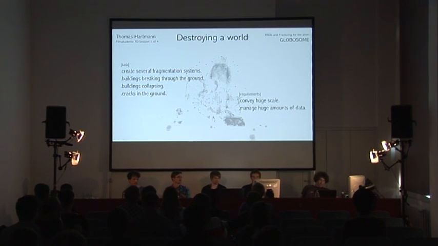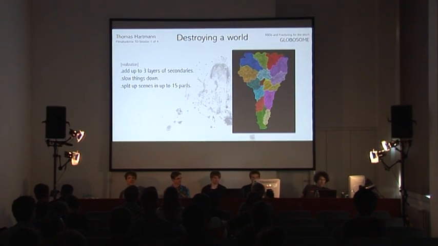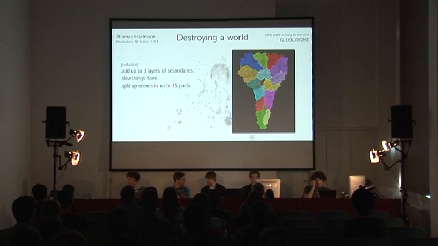Which required me to manage huge amounts of data, because some shots are really, really heavy, like top shots of a whole city collapsing. And I had to convey a huge scale, because obviously these skyscrapers were really big. What did I do? Once again, I split up the simulation. What you see in this picture is a patch of ground that I had to break up. So I split it up into, I don't know, 15 parts or something, which are all simulated separately, and only interacting parts are simulated together.